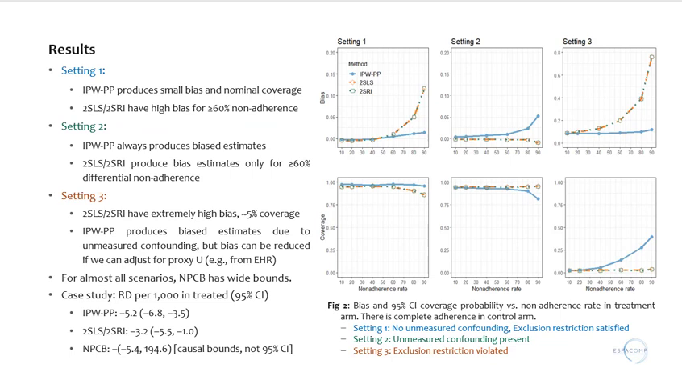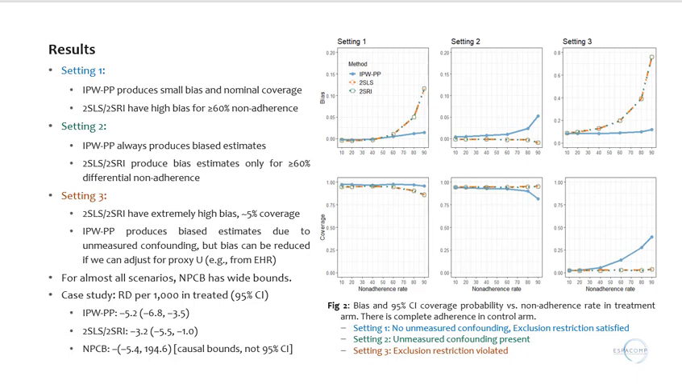Here we show the results for strong confounding for a non-null scenario. For setting 1, the IPW method performs very well in terms of bias and coverage for any non-adherence rate. But 2SLS and 2SRI methods have high bias and poor coverage beyond 60% non-adherence. As expected, the IPW estimates are biased for setting 2, and 2SLS and 2SRI estimates are highly biased for setting 3. Since NPCB gives only bound estimates, bias cannot be computed.